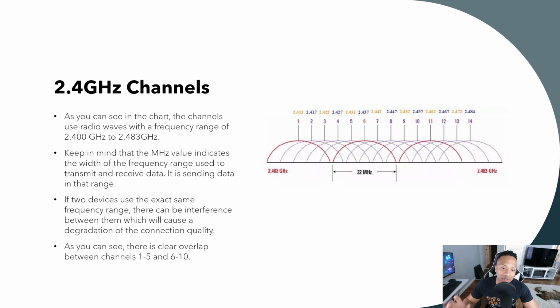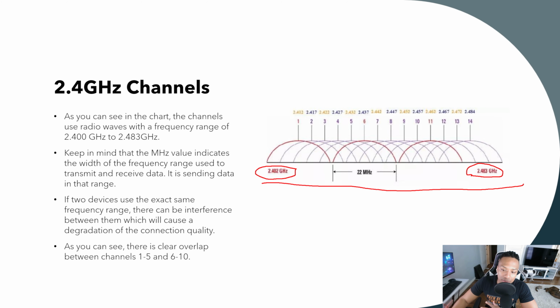Let's go ahead and look at this chart. This chart is confusing, but we're going to go over it in a way, hopefully, that will make it a lot less confusing. So let's first go over the reason why it is called 2.4 gigahertz. You can see this 2.402. Let's just round down. It goes from 2.4 gigahertz to 2.483 gigahertz. The channels use radio waves within that frequency range. This is the range right here. So that is why it is called 2.4 gigahertz.